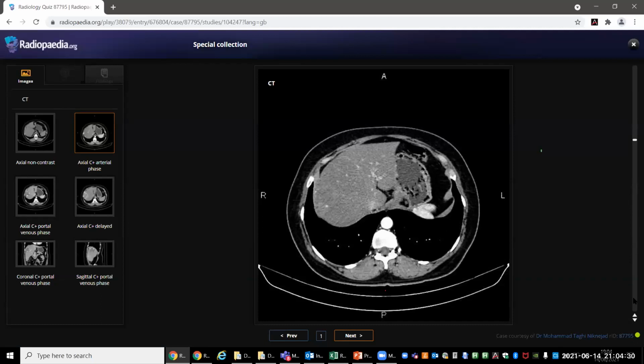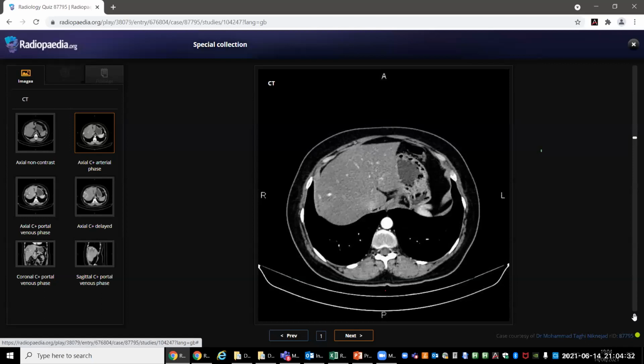No, you're not clicking. This is the only one we're going to talk about. So, okay, what would you do to confirm your diagnosis? Yeah, this is a lesion in the right lobe of the liver.